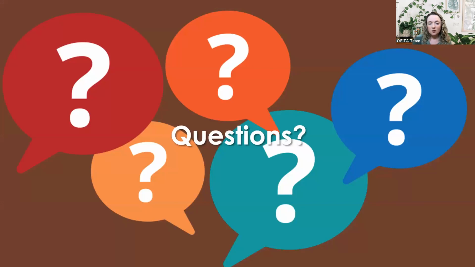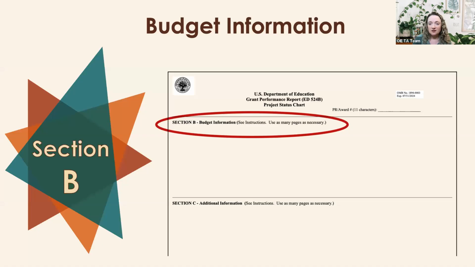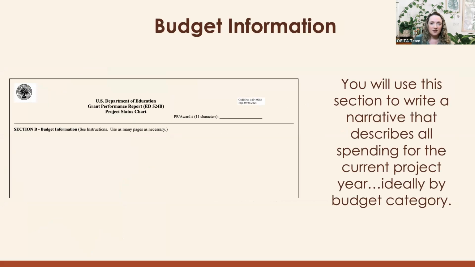All right, then we're hitting Section B for your budget. So conveniently, Section B stands for your budget section. As we head into the budget section, there are actually two reporting forms for this area. This is the form that you'll use to write a narrative that describes all the spending for the current project year, ideally by budget category. And you can type that all into the form.